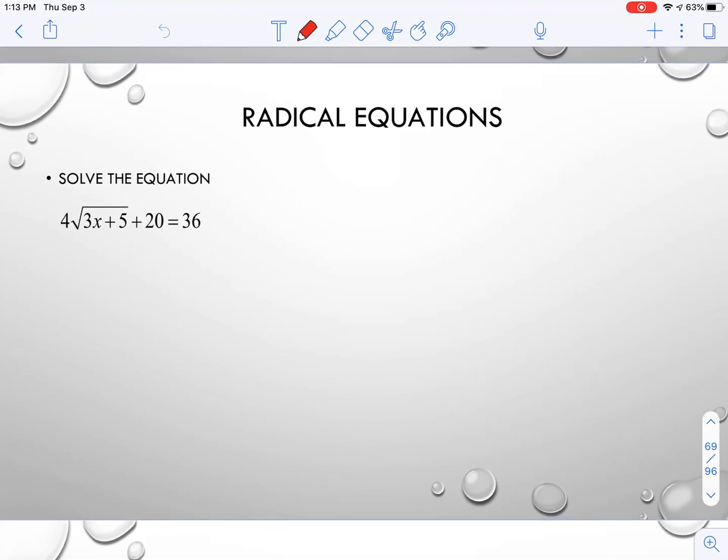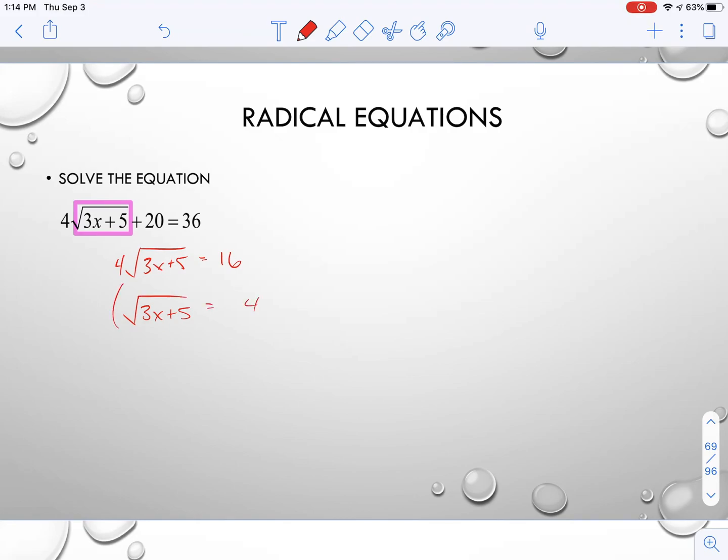So here I've got 4 times the square root of quantity 3x plus 5, plus 20, equals 36. So the first thing that I need to do is I need to isolate this radical quantity here. Okay, I need to do that so that I can then raise both sides of my equation to a power and cancel it out. So I'm first going to subtract 20. We're going to have 4 times square root of 3x plus 5 equals 16. When I divide by 4, I'm going to have square root of 3x plus 5 equals 4.